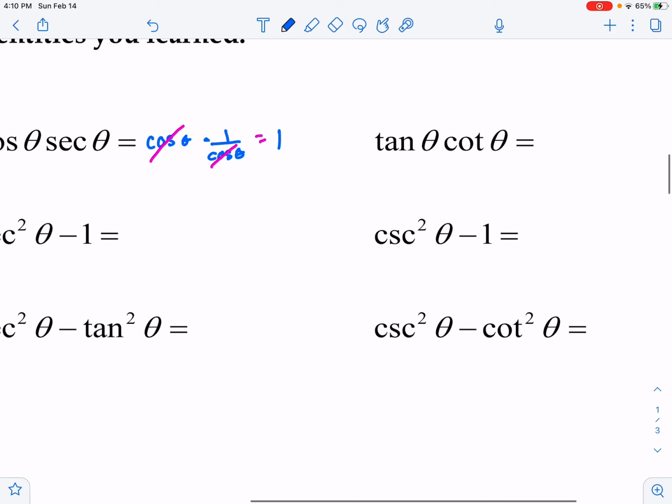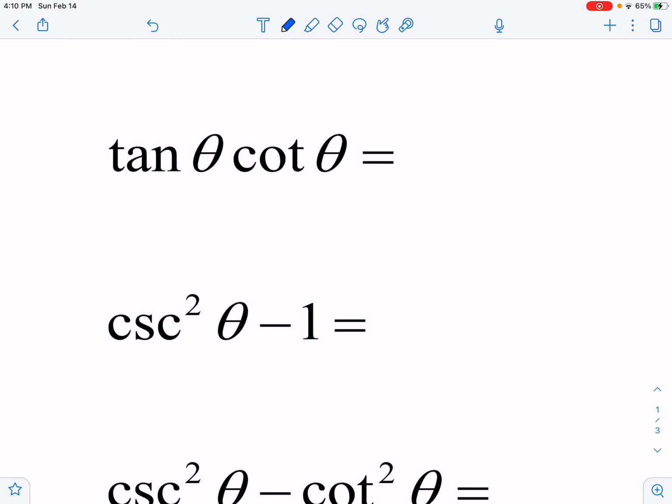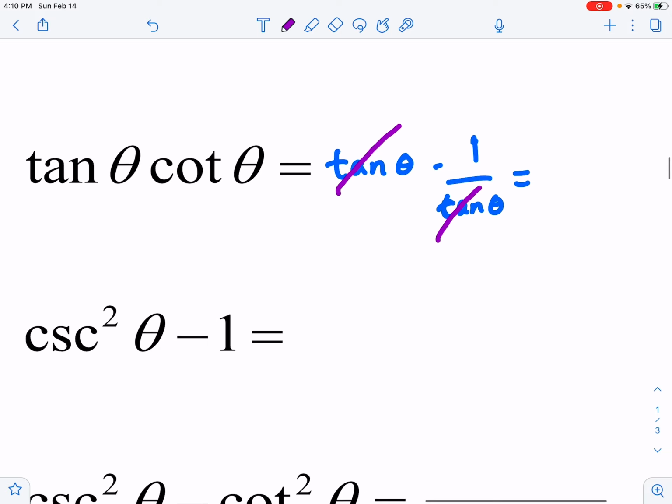Okay. Tangent, cotangent. Let's see. The same thing. I'll use a reciprocal. So I have tan of theta times 1 over the tan of theta. Change colors. And I'm left with 1.